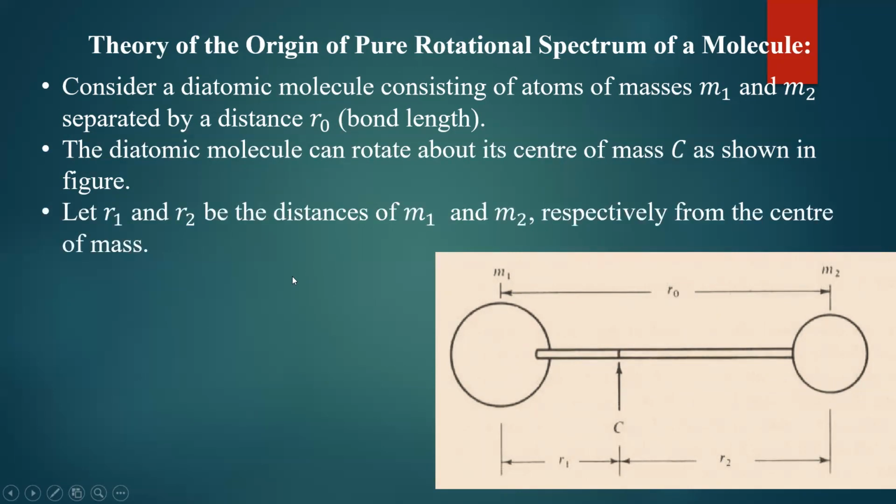Now let r1 and r2 be the distances of m1 and m2 from the center of mass. r1 is the distance of m1 from the center of mass, and r2 is the distance of m2 from the center of mass. Now from this figure, definitely the equilibrium distance r0 is equal to r1 plus r2, where r1 and r2 represent the distance of atoms from the center of mass, and the total distance r1 plus r2 is equal to the equilibrium distance r0.